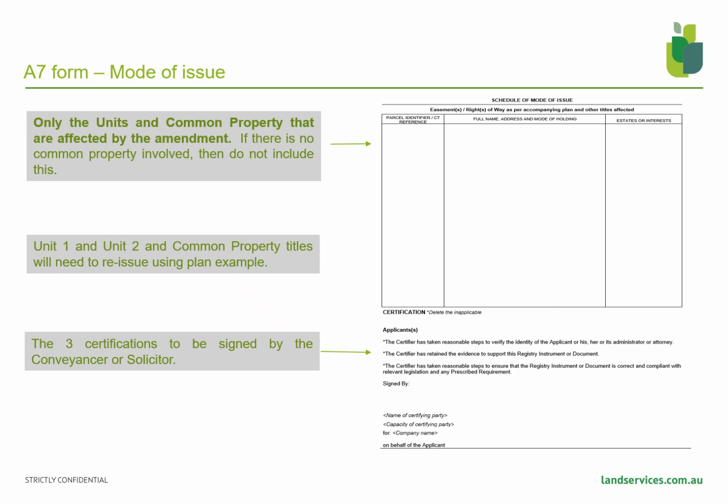Please ensure that the name is shown the same as registered on title. Otherwise, you'll be required to lodge a change of name as number 1 in the series. The shares need to be shown if there are any, and all registered interests will need to be shown on the estates or interest column. The certification at the bottom of the page is to be completed by the conveyancer or solicitor.